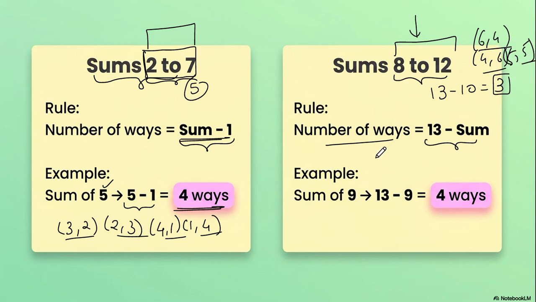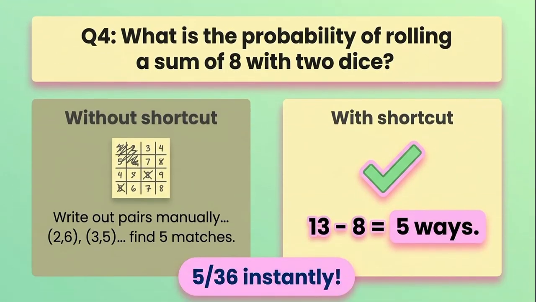Suppose you have to find how many elements are there whose sum is 9. The formula is 13 minus 9. There are 4 ways. So the total number of elements whose sum is 9 is 4. So you can write down directly 4 over 36. That is the answer for obtaining the sum 9. So this is the ultimate short trick to find the sum easily. You don't have to write down every element. Look at the next part.